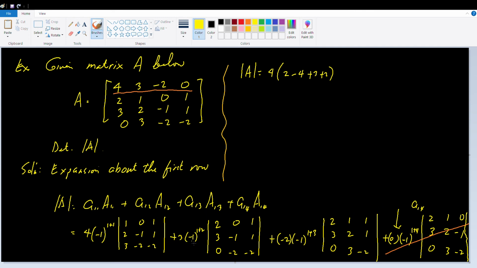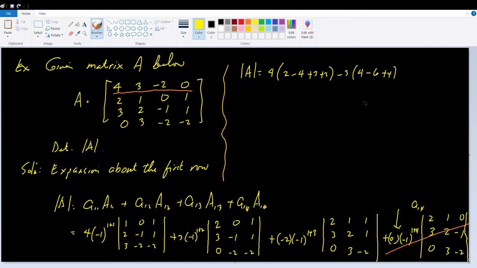3 times negative 1 raised to 3. Negative 1 raised to 3 is negative. So times 3, that will be negative 3, times the determinant. 2 times negative 1 times negative 2 is positive 4, 0, and minus 6. Then the diagonal to the left, 0, 0, minus minus, so plus 4.